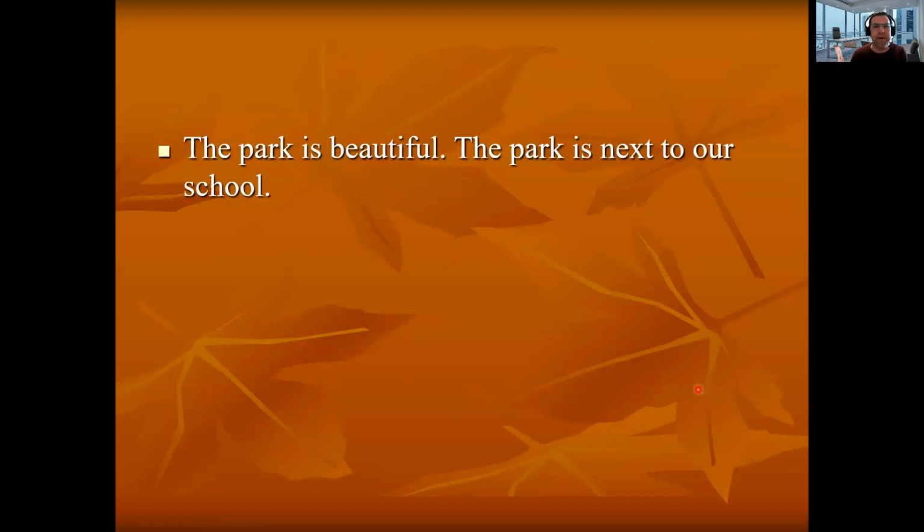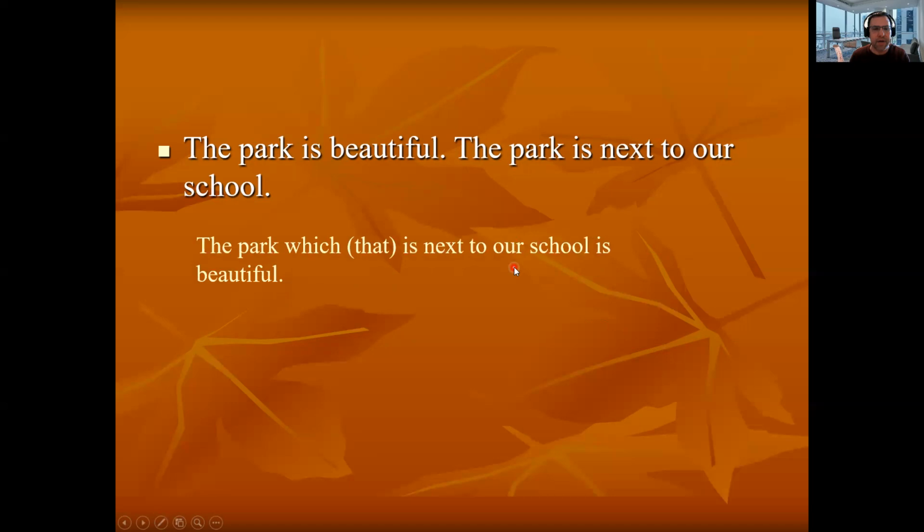The park is beautiful. The park is next to our school. Stop the video. Put these two sentences together using a relative clause. Very good. Now check your answer. If you got it right, good for you. If you made a mistake, look at the correct answer and try to understand what you did wrong.